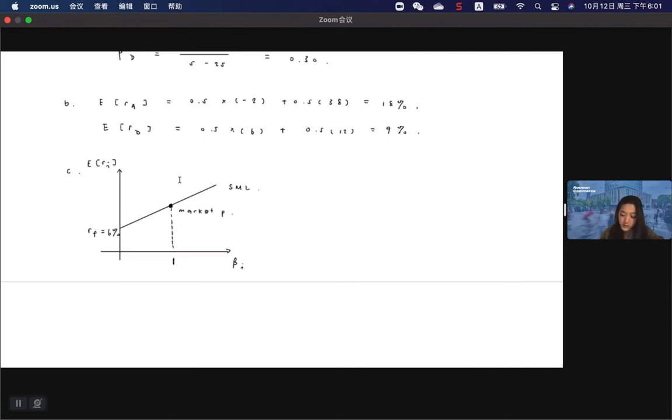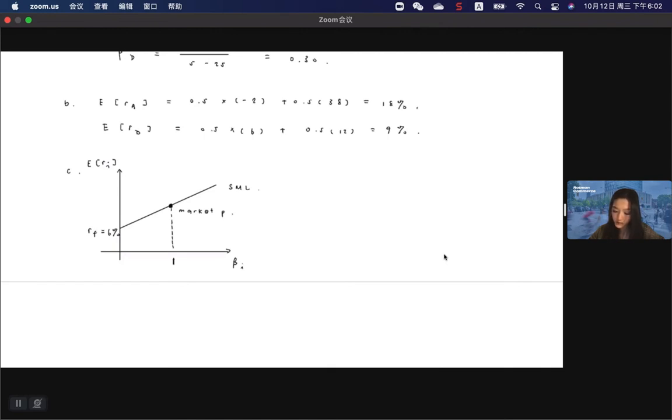Which correspond to a beta of 1. And for stock A, we expect the slope for... we need to plot for part D, we need to plot the two securities on the graph.